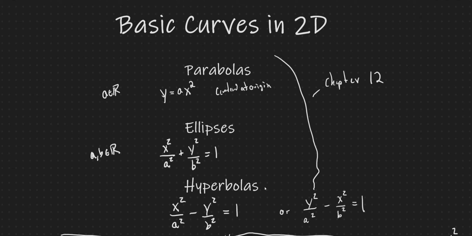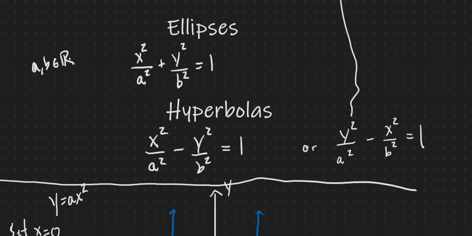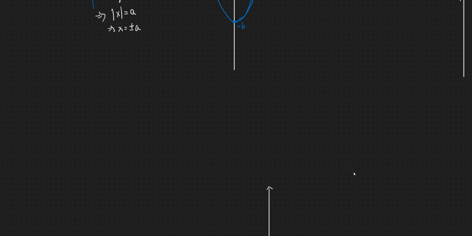But how I'm going to approach hyperbolas in this video is the same way we've approached the other objects. That is, I'm going to be plugging in different constants for x and y and seeing what we get out for the other variable and using that to inform our graphing of it and our understanding of the geometric object. So again, I'm going to let this be our x-axis and our y-axis here.